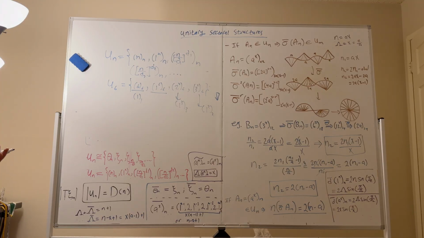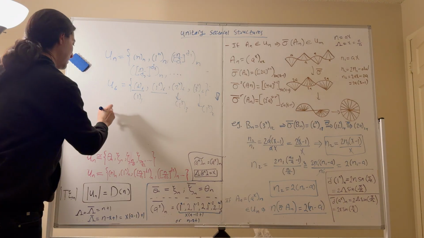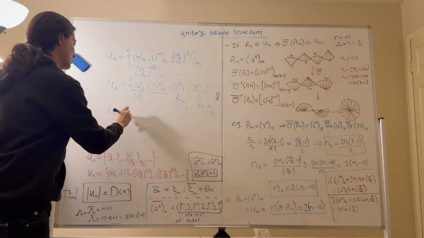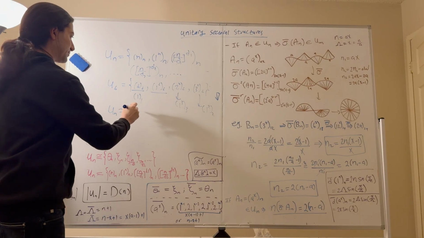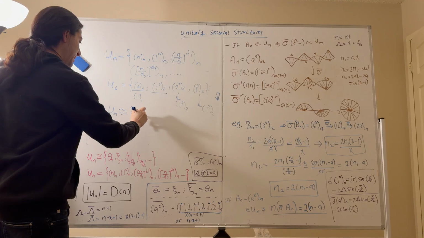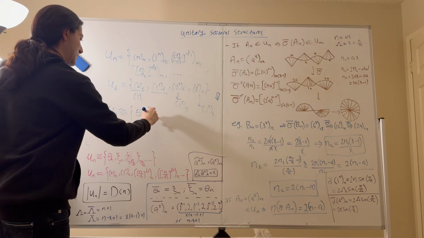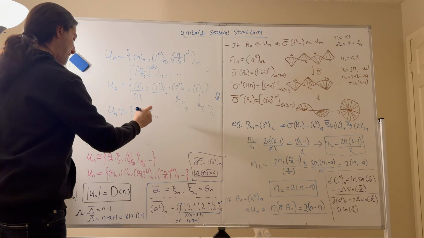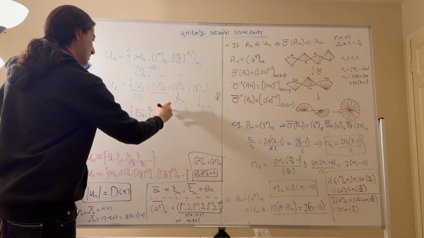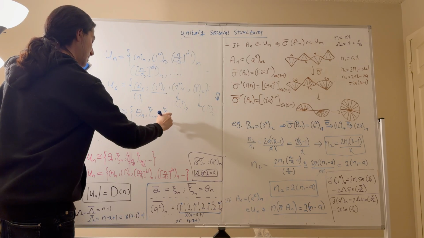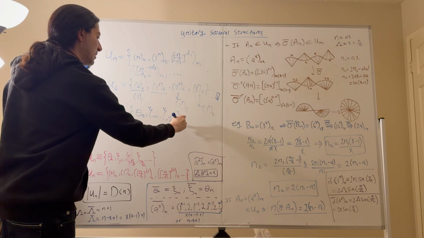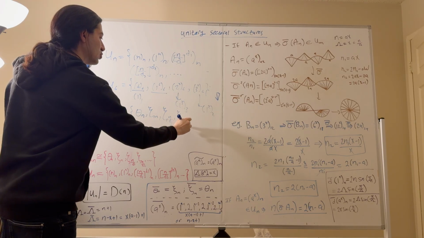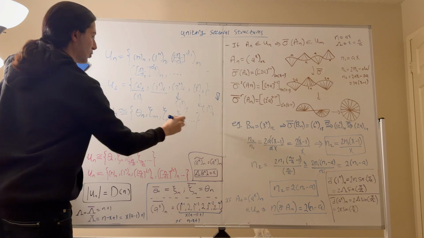So we can say that U n is isomorphic to the set theta n, xi n, xi n over d1, xi n over d2, and so on.